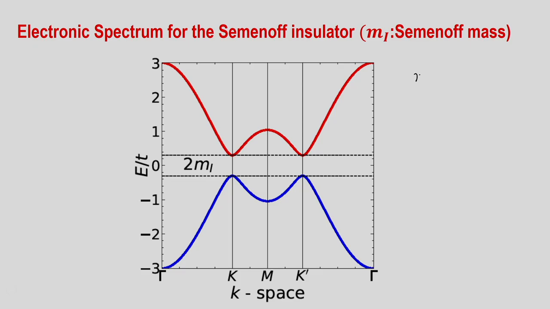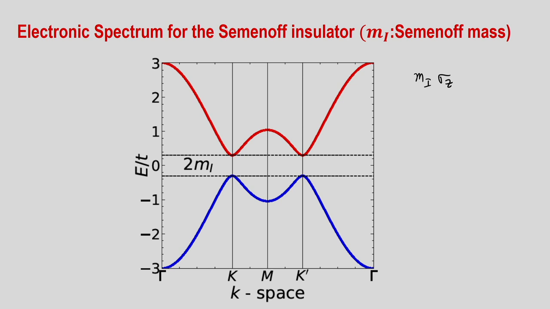And we wanted to understand if there is a definitive way that graphene can be made a topological insulator. And it turns out that if you add a mass term, that is, if you add a term which looks like m_I sigma_z, it simply shifts the energy levels. There is, of course, a gap that opens up at the Dirac points. However, that gap is a trivial gap. And why is it called a trivial gap?